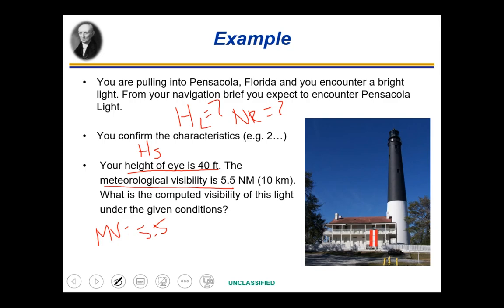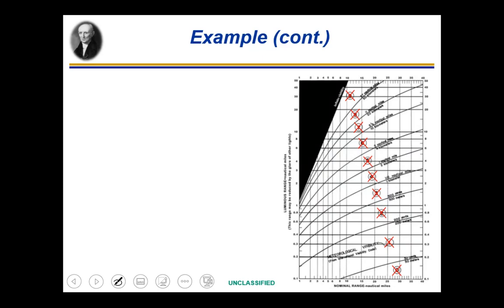And we're pulling into Pensacola, Florida, so we need to get into a publication in order to find those. That publication is the Light List. So what we're going to do is go into that publication, find Pensacola light, and go over to the correct columns and pull the values for the height of the light and the nominal range of the light.